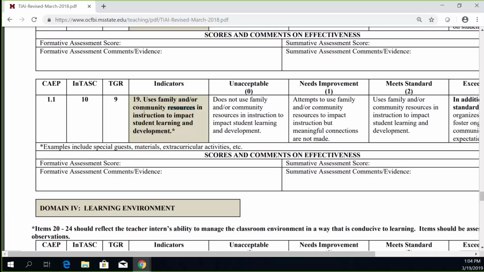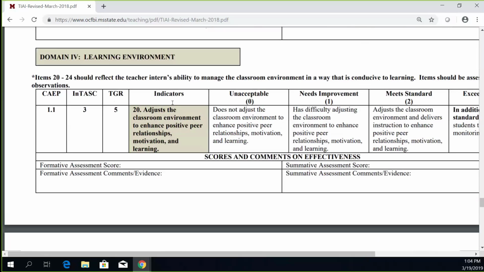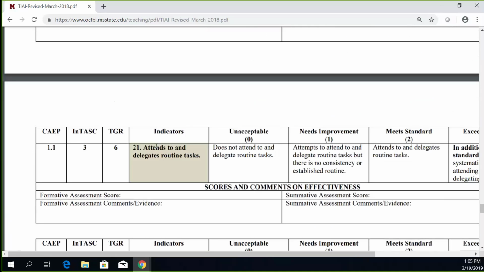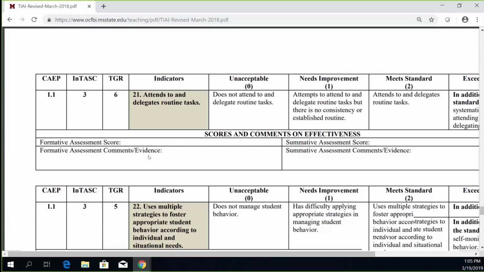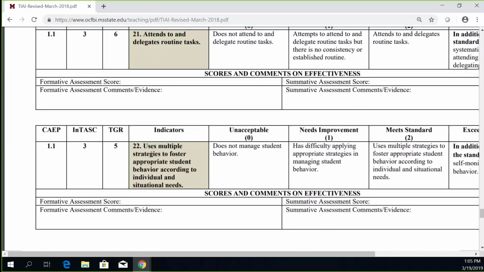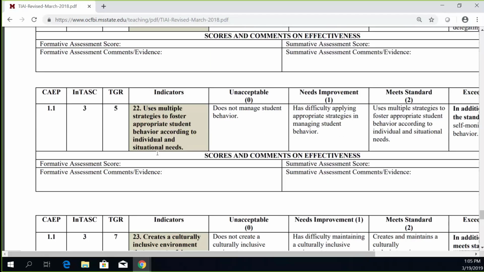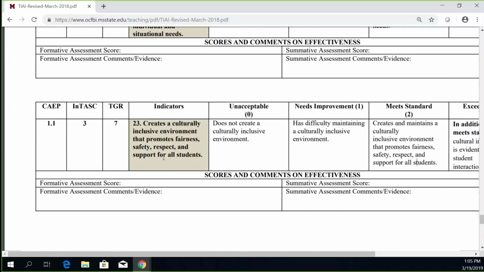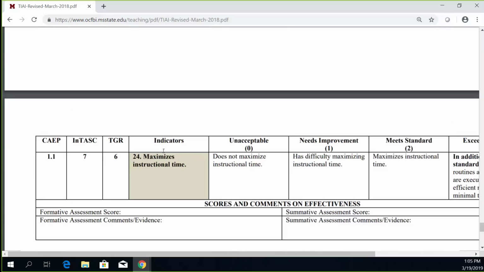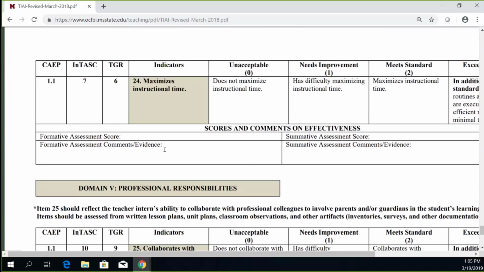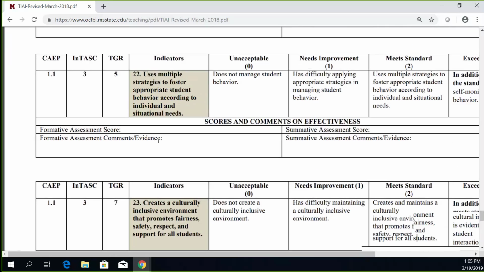That's very nice. Meridian's got some stuff at the Meridian Public Library. Those are very good little community resources. This goes into classroom management. Domain 4 is: classroom is very positive, very fair. Attends to delegated tasks, like do you take roll? Multiple strategies to foster student behavior. Do you manage the classroom well? Is there fairness, safety, respect, support for all students? Maximize instructional time. I failed one student on this, story time, another one.